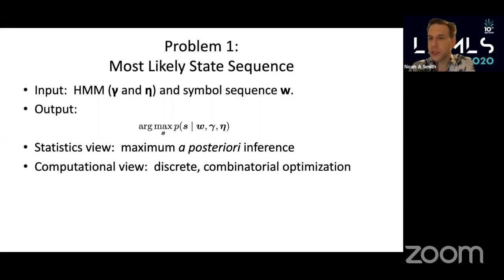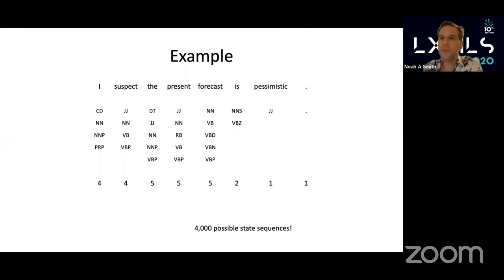And from a computer science point of view, what we're going to solve here is a discrete combinatorial optimization problem. What we're choosing is a hard sequence, right? We're going to pick one state for every word, such that the total probability of the sequence is maximized. To make this a little concrete, I'll use POS tagging. So here at the top, I have W, my sentence: I suspect the present forecast is pessimistic.